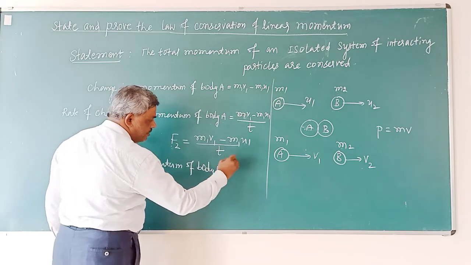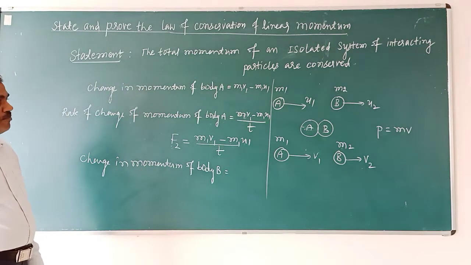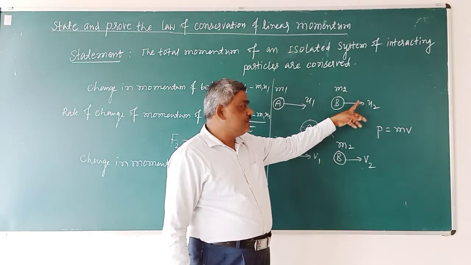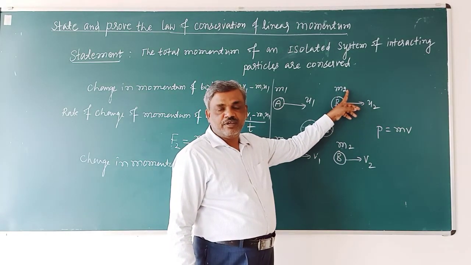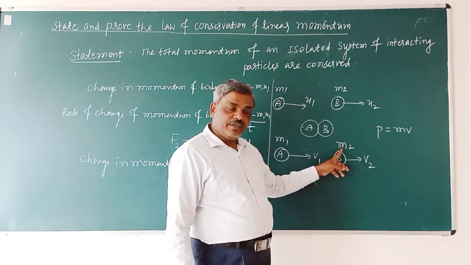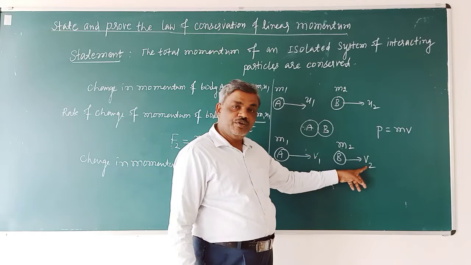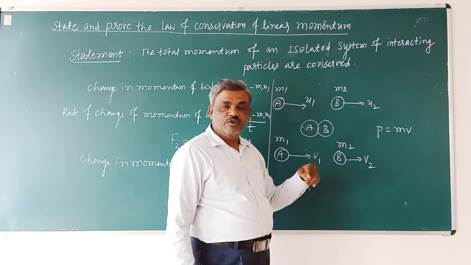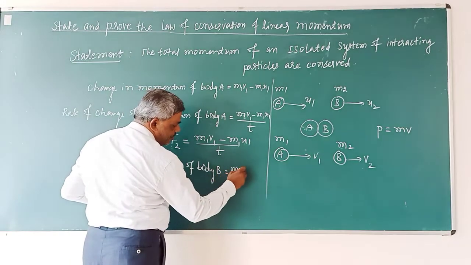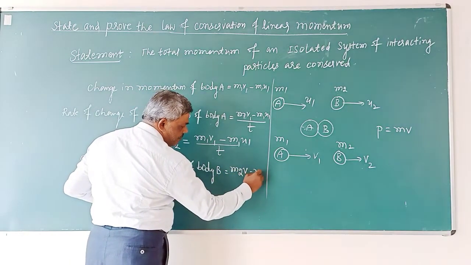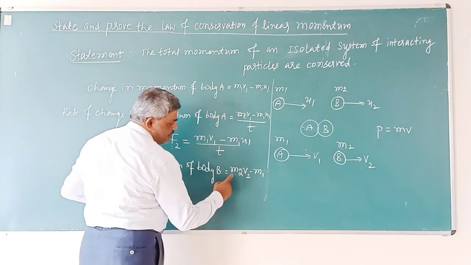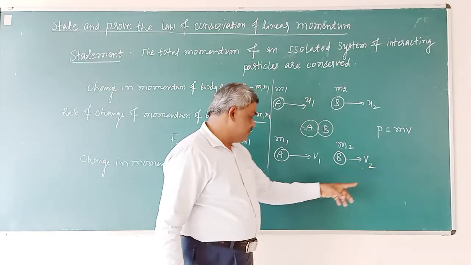So body B. Change in momentum of body B equals what? The second body, mass m2, initial velocity u2, initial momentum m2 u2. After collision, the final velocity is v2, so m2 v2 is the final momentum. So change in momentum of body B is m2 v2 minus m2 u2.